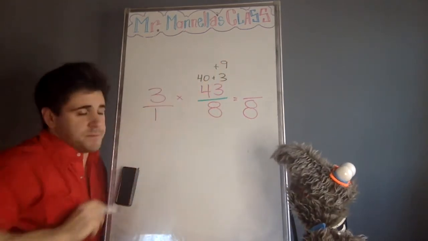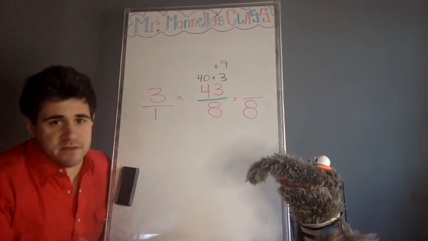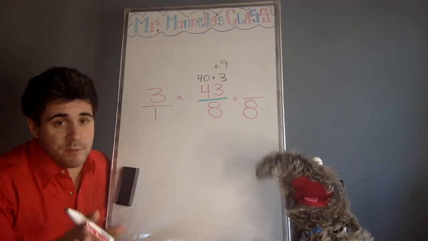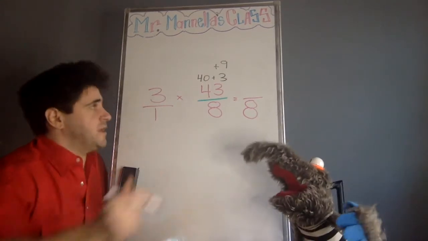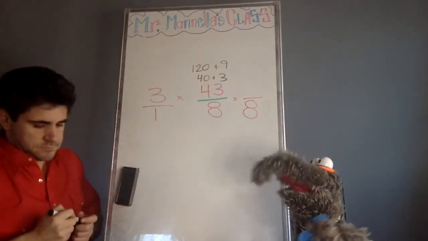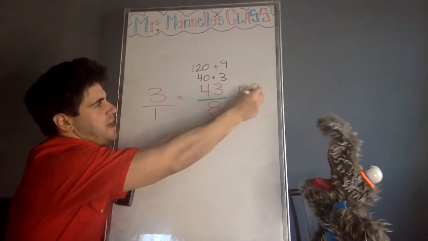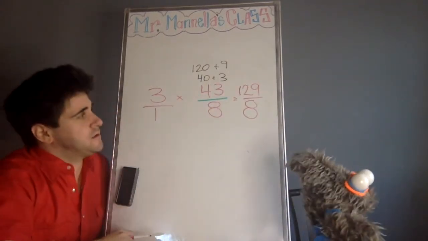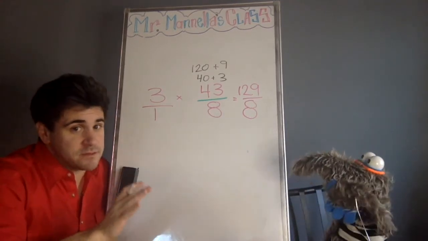Put your 0 at the end. Oh, 120. Remember, any number that ends in 0, if it's a two-digit number, you know how to multiply, because it's just the same thing as a single-digit number, with a 0 at the end. So it's 120. What's 120 plus 9? 129. Okay. So now we have 129 eighths.